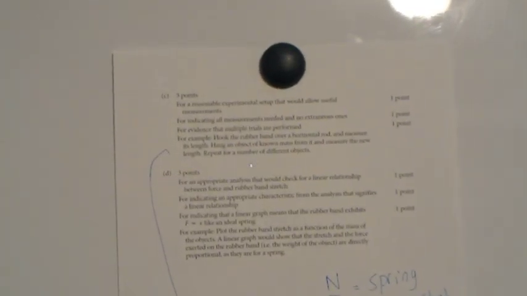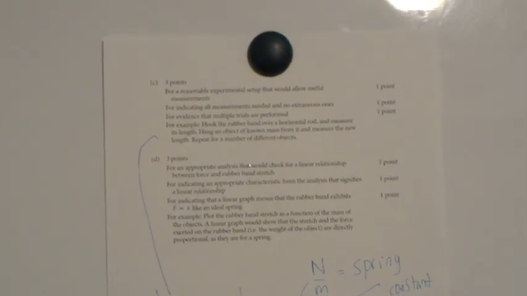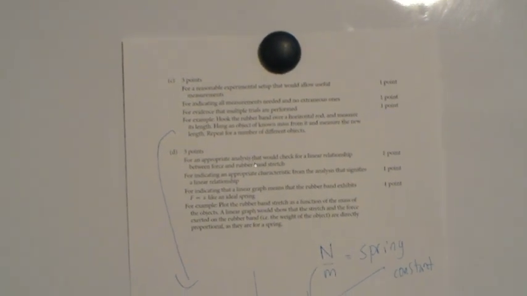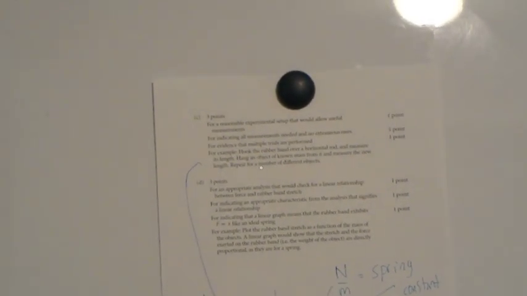Alright, here's the rubric for C and D. So you may want to pause now and just look at it. Okay, I'm going to read it. C, you could get 3 points.